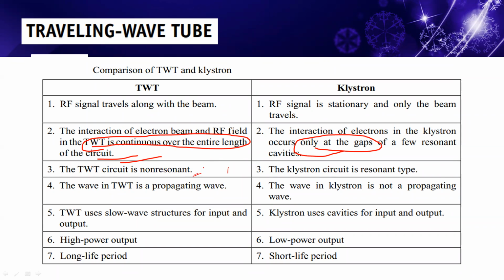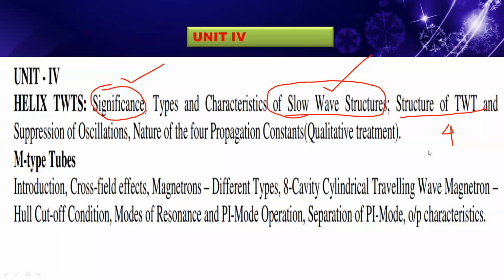That's why non-resonant and resonant criteria are also explained here. So in this lecture, we became familiar with the differentiation and comparison between klystrons and TWTs, the meaning of slow wave structures, and the significance of TWTs. In the upcoming lecture, we will cover the structure of TWT and the suppression of oscillations. Thank you for watching this video lecture.